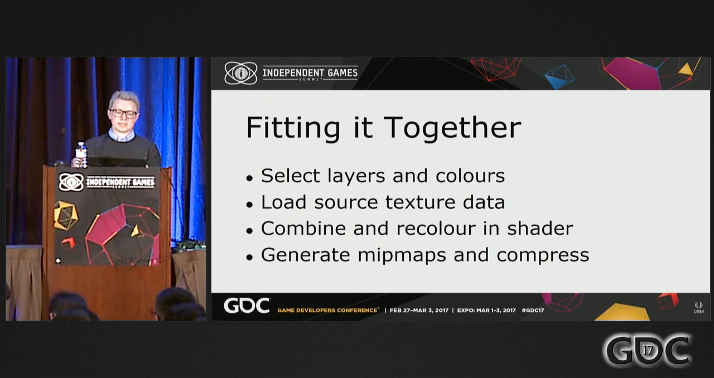We load all those input textures. We then combine and recolor them in a shader. And then the important part is that we then generate bitmaps and compress them and unload all that previous texture data. A big thing when you're working with textures is that it's really easy to end up having a mass of RGB data in your game. So you need a plan for how you're going to get that into a workable format.